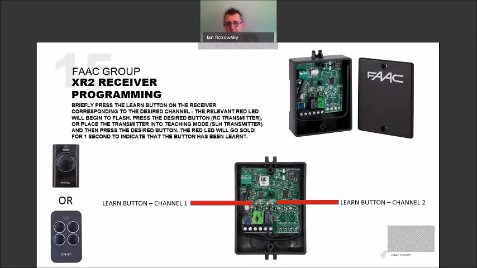So basically, if we want to program a remote control, we briefly press the learn button on the receiver. There's a learn button for channel 1 and a learn button for channel 2. You press the appropriate one, and the relevant red LED will begin to flash. You then press the desired button if it's an RC transmitter, or if it's an SLH transmitter, you place it into teaching mode once again by pressing and holding buttons 1 and 2, and then you press the desired button. The red flashing light will go solid for 1 second, and that indicates that the button has been learnt.